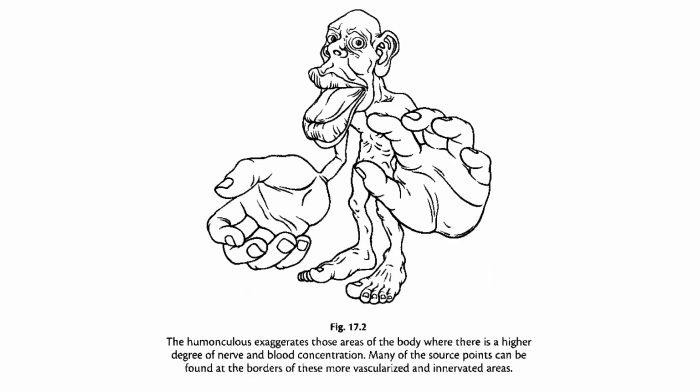So we have here the homunculus, which exaggerates those areas of the body where there is a higher degree of nerve and blood concentration. And many of the source points can be found at the borders of these more vascularized and innervated areas.